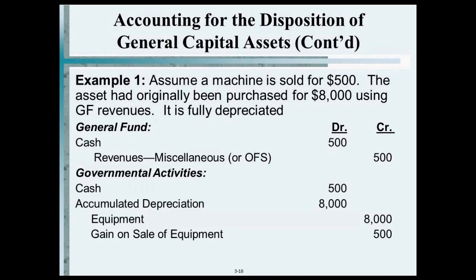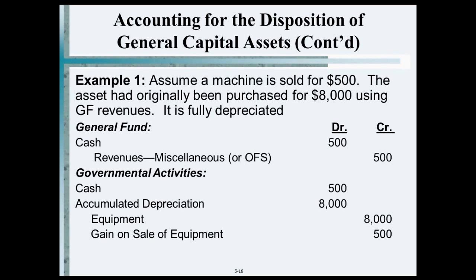Notice this. They sold a machine for $500. It had been purchased for $8,000. It was fully depreciated. So what's the book value? So this entire amount has to be recognized as a gain. But notice, gain doesn't show up here. These are government, these are general fund transactions.